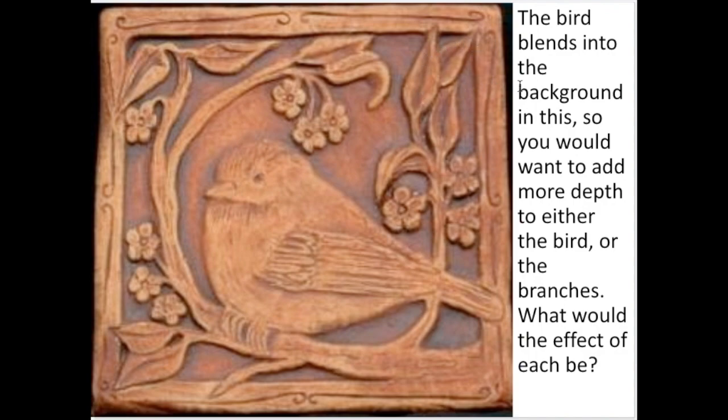This bird blends into the background in this, so you'd want to add more depth to either the bird or the branches. If you added more clay to this bird, it would make him a little chubbier, which would make him feel like he was closer to you. But if you did the opposite and added more clay to the branches instead, it would make the branches feel like they were closer to you. Usually anything that has more clay added will feel like it's closer to you.